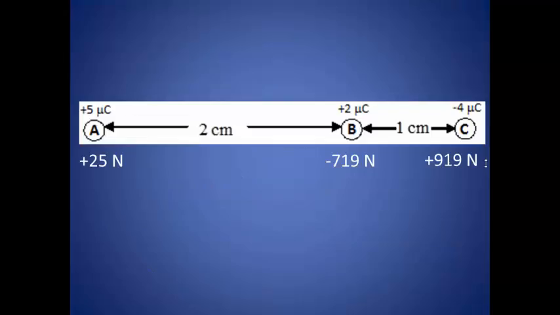So to summarize the net forces acting on these three particles, particle A has a net force of 25 newtons acting in our positive direction, which in this case is to the left. Particle B has a net force of 719 newtons to the right, and particle C has a net force of 919 newtons acting also to the right.